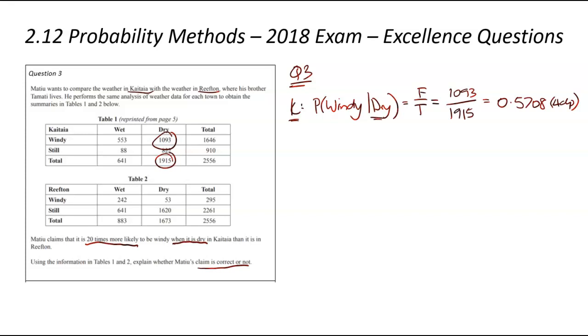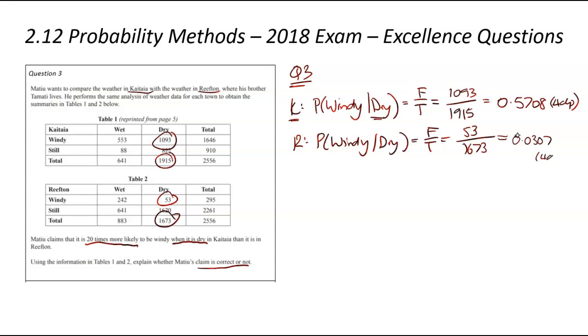We're now shifting to Reefton, and we're doing the same thing in Reefton. What's the probability that it's windy when it is dry there? And let's have a look, F over T again. So we're now down to Reefton. How many dry days are there? 1673. So that's our denominator, 1673. And of these dry days, how many are windy? Only 53. So quite a small number. Put that into your calculator. You're going to get a probability of 0.0307, and we had a 4 dp rounding.